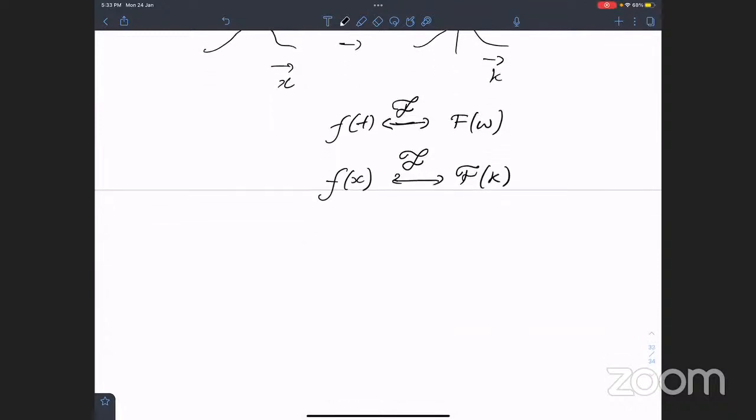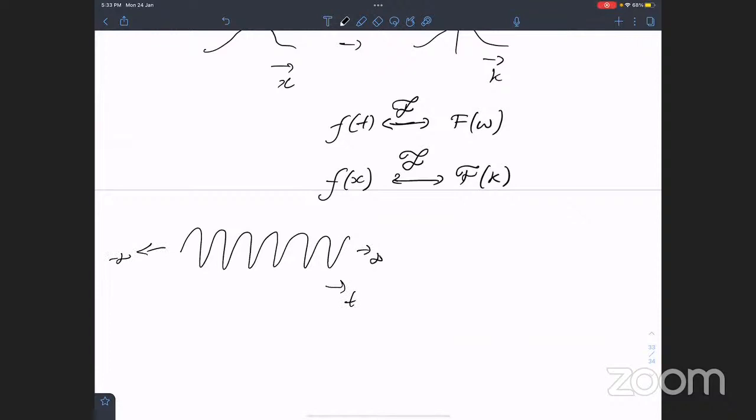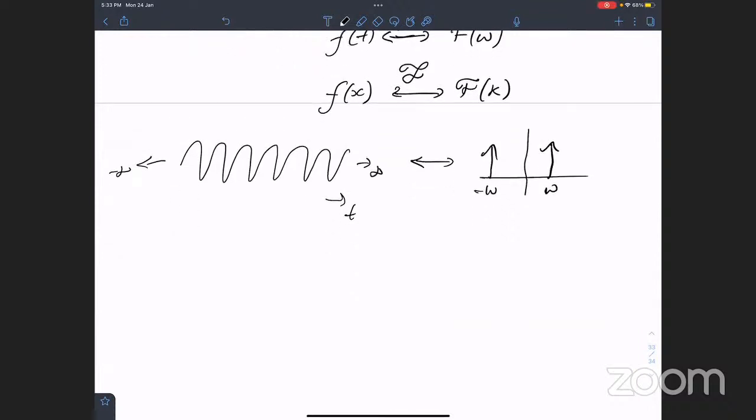Let's do the Fourier domain and time function first. Imagine I have a function that is a pure sinusoid in time. So it goes from minus infinity to plus infinity. What is the frequency representation of this? It's basically a delta function at omega and minus omega, right? I hope everybody knows this. Everybody remembers this. So this is completely delocalized in time.